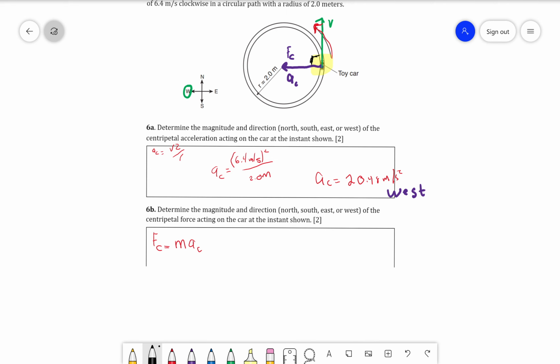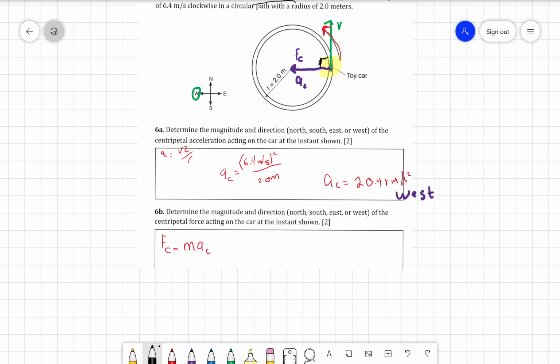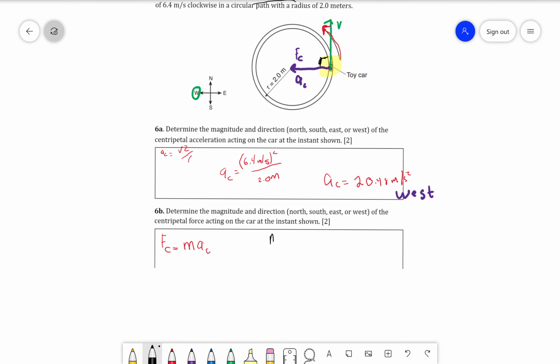So Fc equals mac. They actually gave us a mass. They said the mass is 18,750 grams, but the thing is, we never deal with grams, we deal with kilograms. So we know kilograms, right? Kilo stands for 10 to the third. So what we have to do is divide this by 10 to the third in order to get it into terms of kilograms, and we get 18.75 kilograms is our mass.